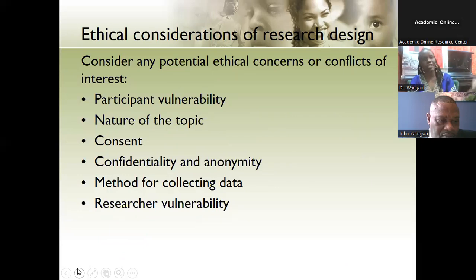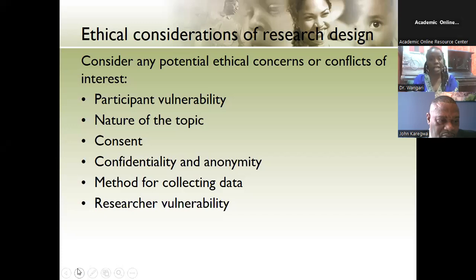I had alluded to that earlier when you talk about maybe topics that are illegal or unethical. For instance, in many countries, abortion is illegal. So think about ethical concerns as you're going about your research methods. And then consent, you've got to have permission prior to collecting data.